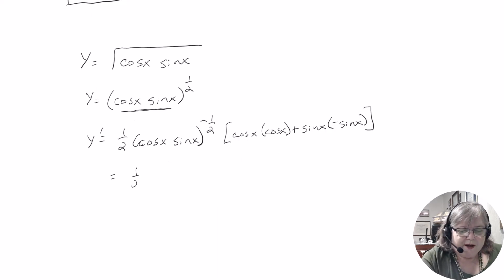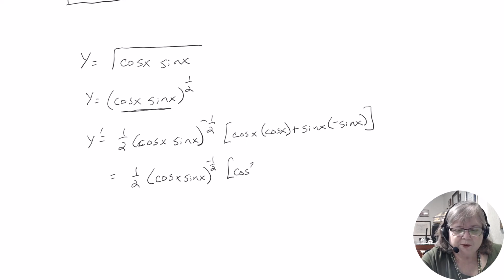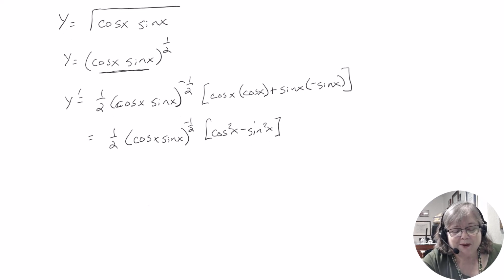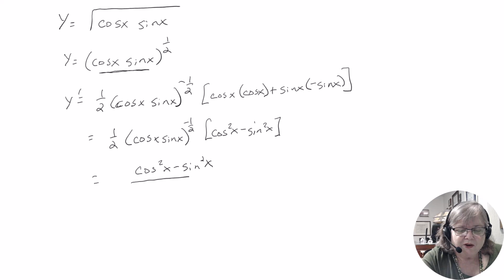So it's 1/2 cosine x sine x to the minus 1/2 times cosine squared x minus sine squared x. And I was kind of hoping that I might get something like cosine squared x plus sine squared x, because that would be 1. I like that one. Always makes me smile, but it didn't. So this is cosine squared x minus sine squared x over the 2 in the denominator.